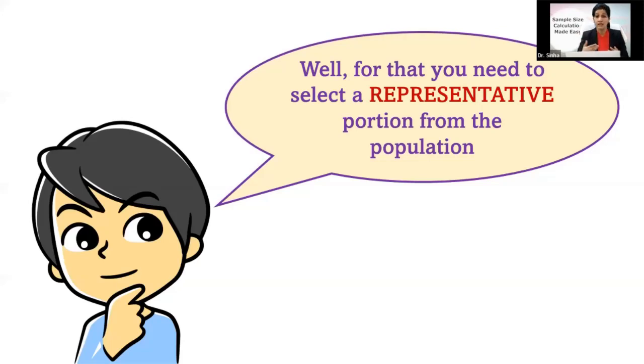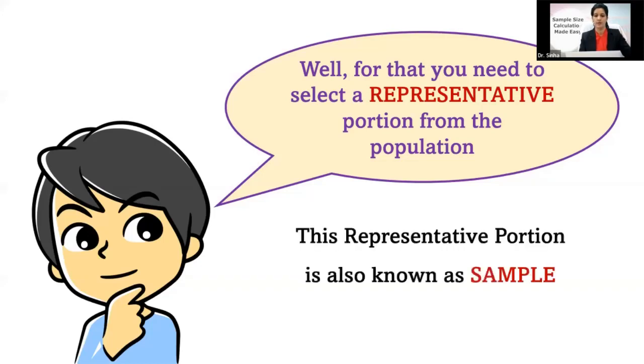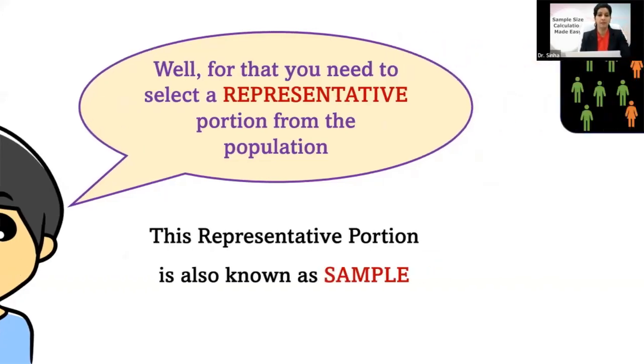Because if that sample is not representative, you are introducing a sampling error, and that error will impact your outcome, and it may have a lesser or greater effect than usual. So this representative portion is known as the sample.